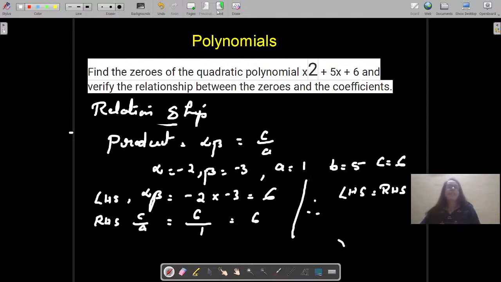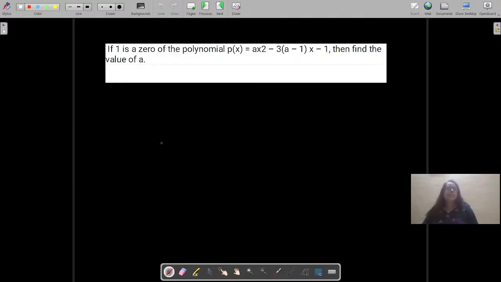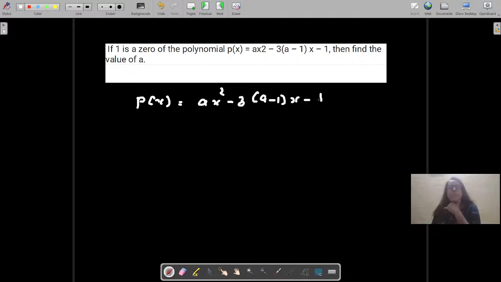So next question. We'll go to the next question. This is a very important question. If 1 is the 0 of the polynomial P of x, one polynomial we are given as P of x is equal to ax square minus 3 into a minus 1 into x minus 1. This is the polynomial we are given. 1 is the 0 of this polynomial. Right, children? We have to find out the value of a. What is the value of a? A we have to find out.